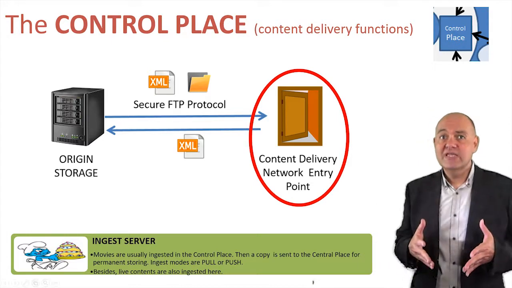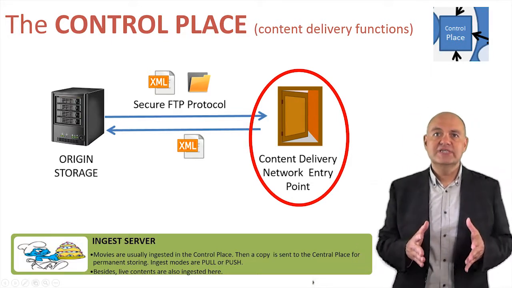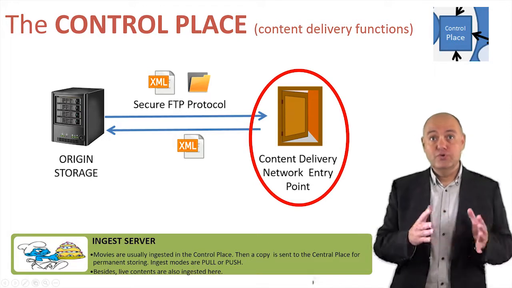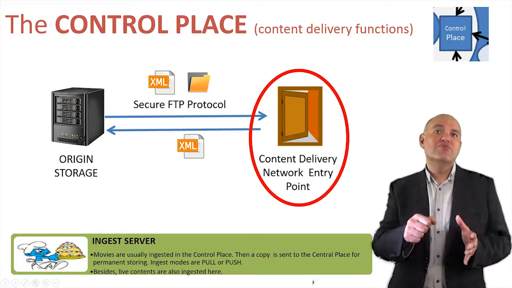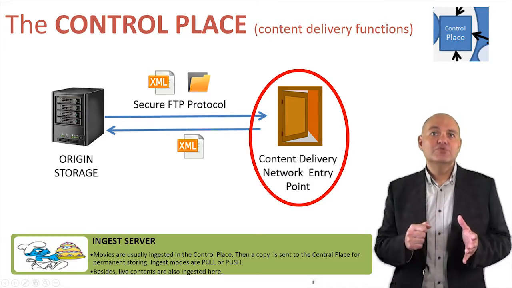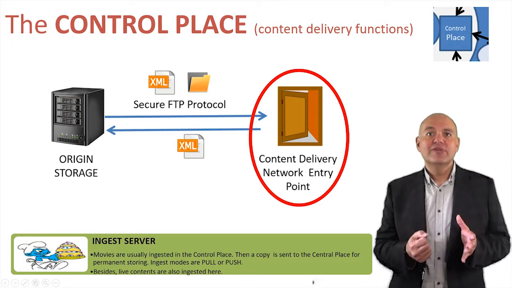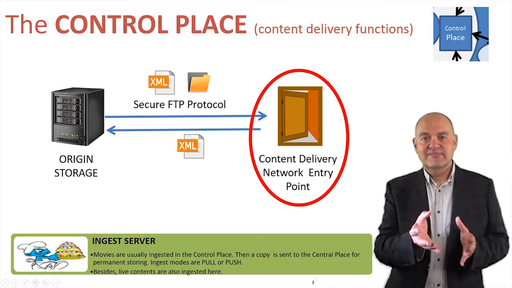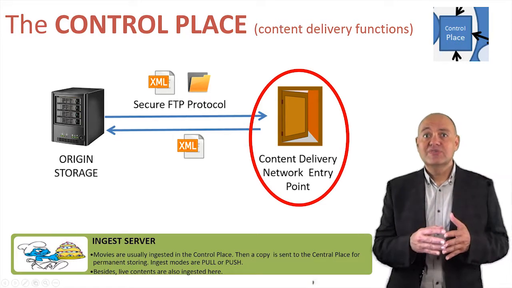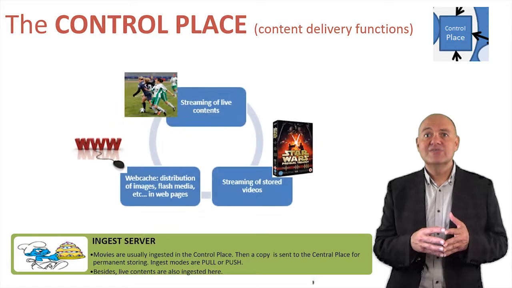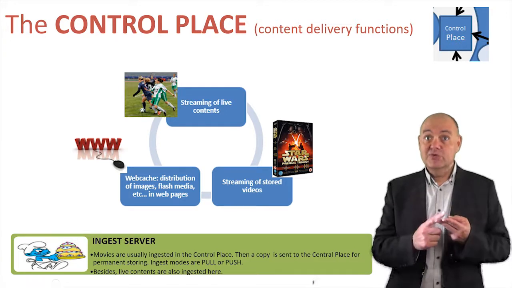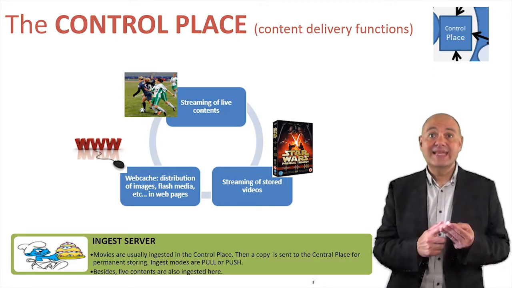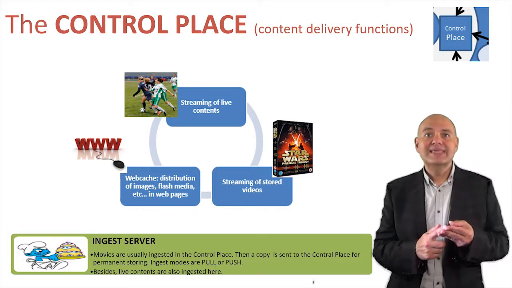In a content delivery network, there are two basic modes of ingesting a movie: pull or push. In pull mode, the ingest server takes the movie from the customer disk, and in push mode, the user uploads the movie to the server disk. And finally, remember that there are three types of contents that are ingested in these ingest servers: live contents, video on demand, and also static elements like photos or other multimedia elements related to the movie that is going to be watched.